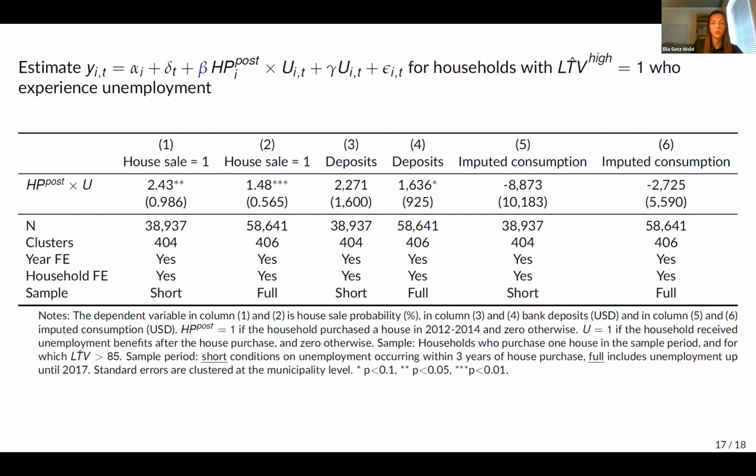In columns 1 and 2, we see that those who purchased their house following the regulation and who then experience unemployment are more likely to sell their house as they become unemployed. These effects are in percentage points and are quite large compared to the pretty low propensity to sell your house. And then we see no significant effect on bank deposits in columns 3 and 4, and basically no significant impact on imputed consumption in columns 5 and 6.